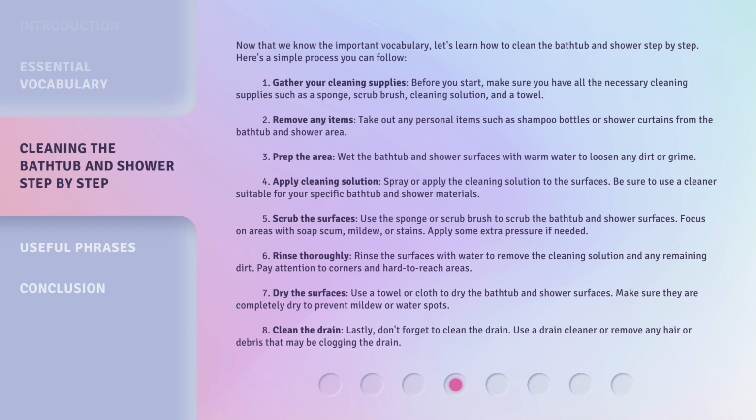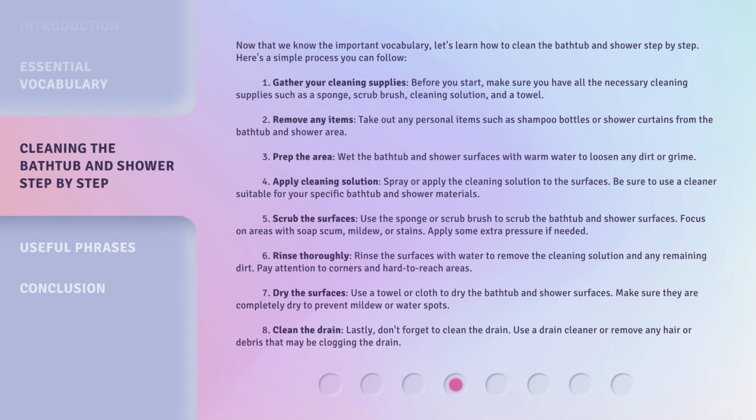5. Scrub the surfaces. Use the sponge or scrub brush to scrub the bathtub and shower surfaces. Focus on areas with soap scum, mildew, or stains. Apply some extra pressure if needed. 6. Rinse thoroughly. Rinse the surfaces with water to remove the cleaning solution and any remaining dirt. Pay attention to corners and hard-to-reach areas.